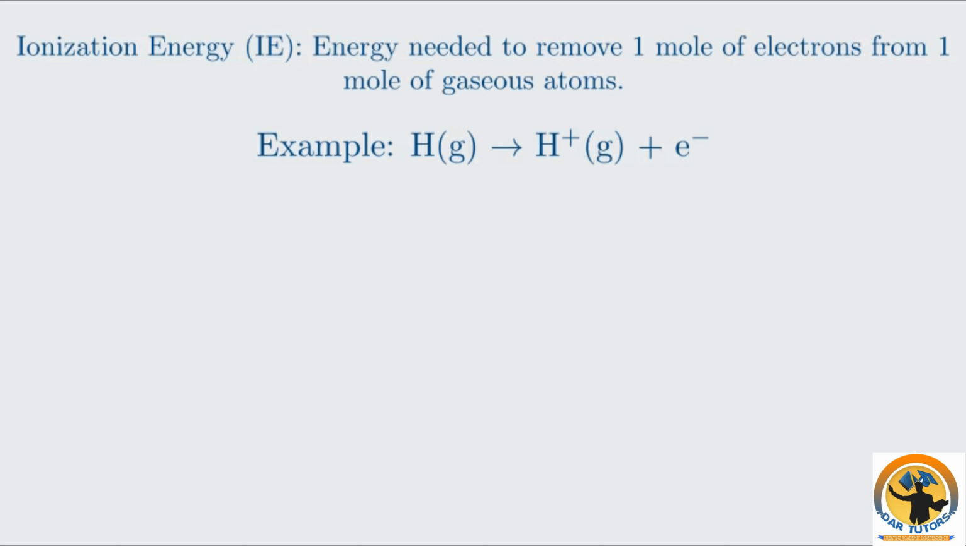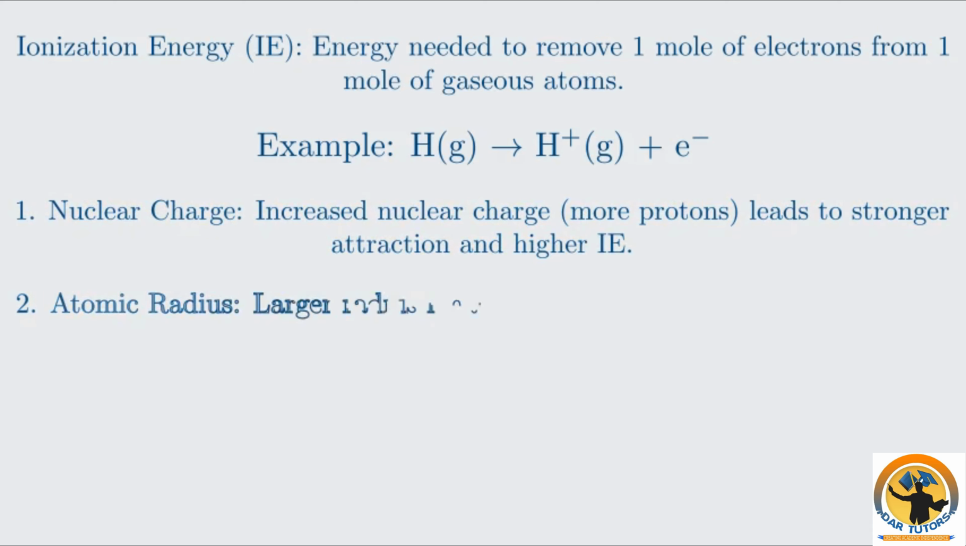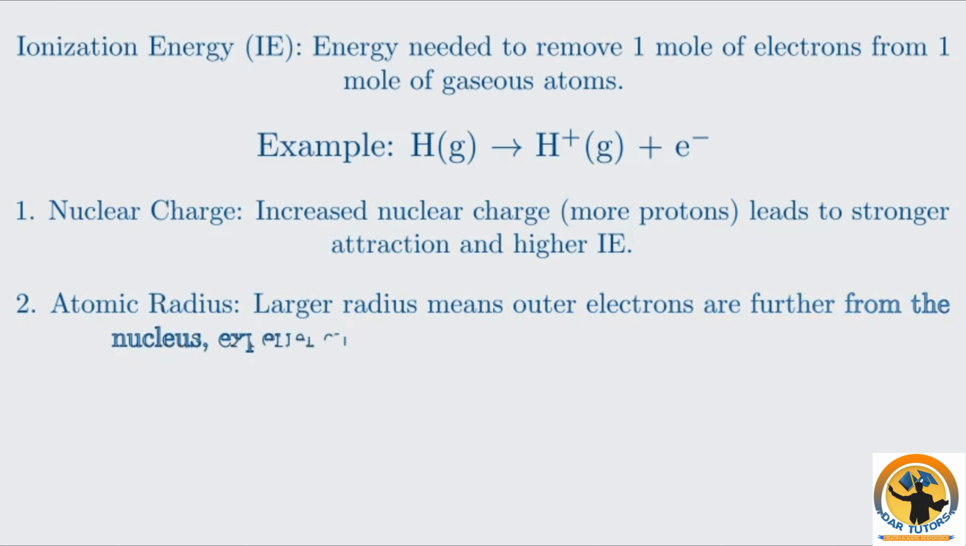Several factors affect the magnitude of ionization energy. First is nuclear charge. The more protons in the nucleus, the stronger the positive charge, and the stronger the attraction for the electrons. This increases ionization energy. Second is atomic radius. As the outer electrons get further from the nucleus, the electrostatic attraction decreases, making them easier to remove. This lowers ionization energy.